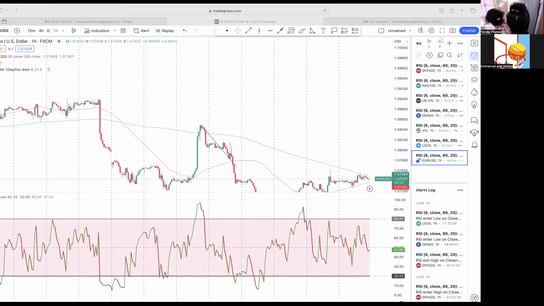Now, moving on to today's lesson. Today we are going to go through, I think, the scalping strategy. This is a completely different strategy.